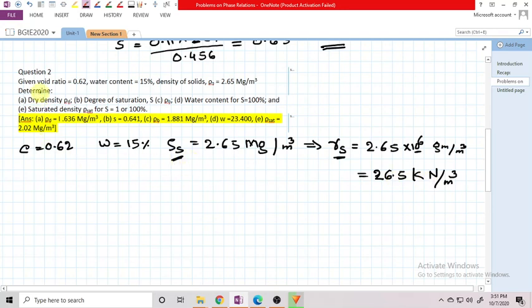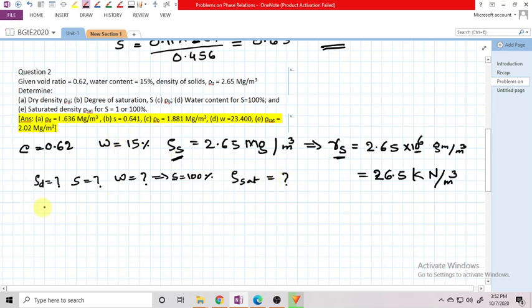So what are the things they are asking? They are asking dry density, and degree of saturation. Then water content for 100% saturation, so this is for S equal to 100%. And saturated density, they are also asking.